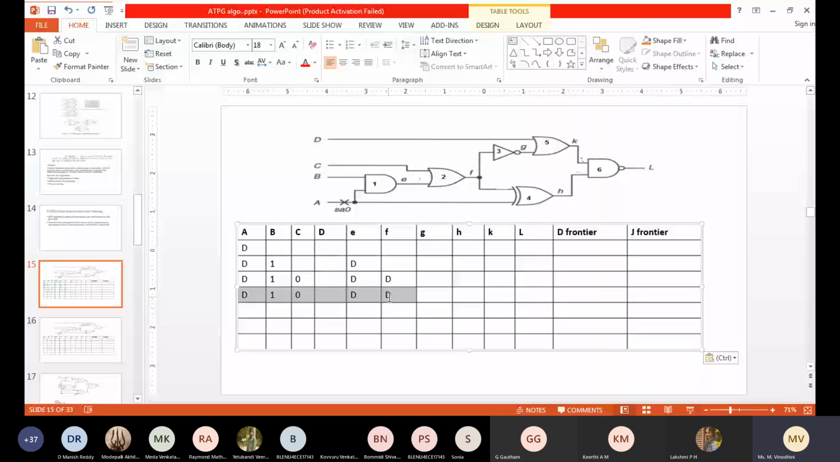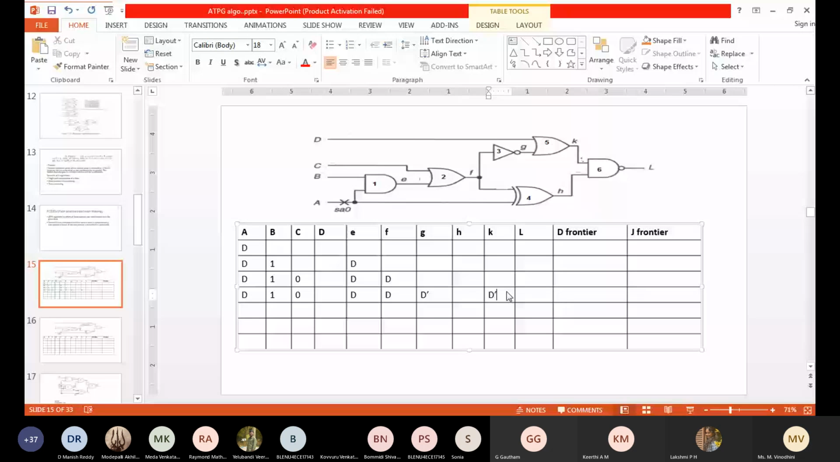From F, again I have two paths. Let me take the top one. So from F, let me take it to G. D dash. So at G, I will get D dash. So from G, I need to take it to K. Then what should be my D?